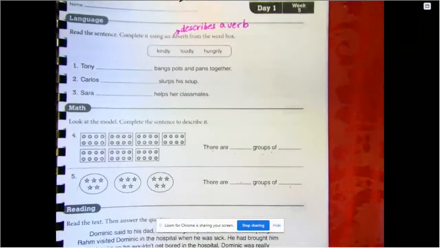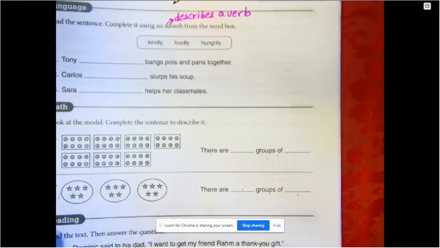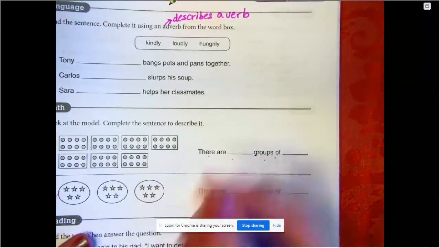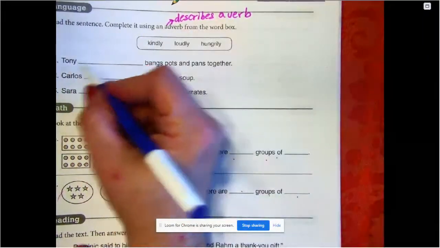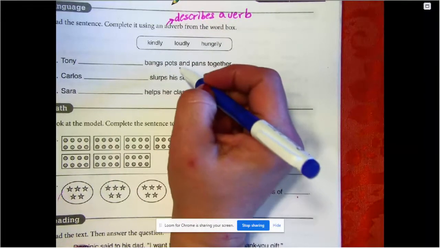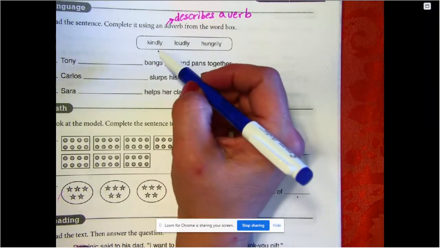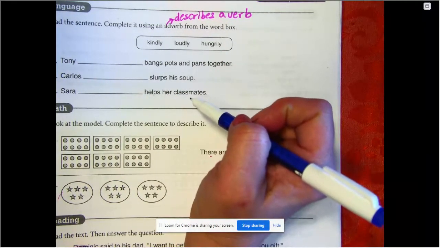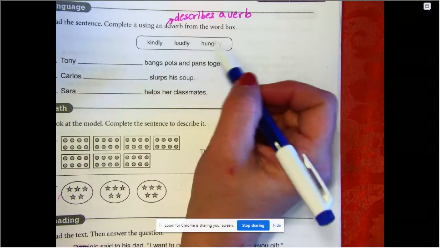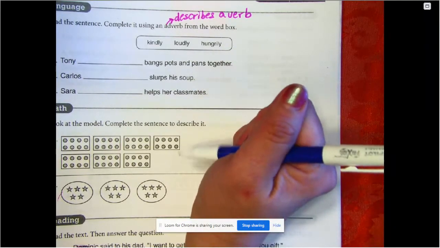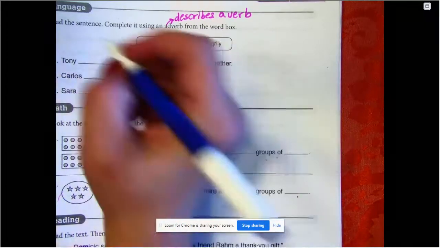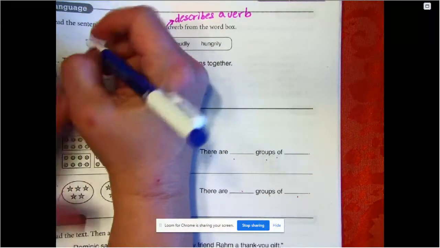Complete it using an adverb from the word box. And so we have the words kindly, loudly, hungrily. Tony blank bangs pots and pans together. Would you kindly bang them together? Would you loudly bang them together? Would you hungrily bang them together? I think loudly. I think that would be the right one.